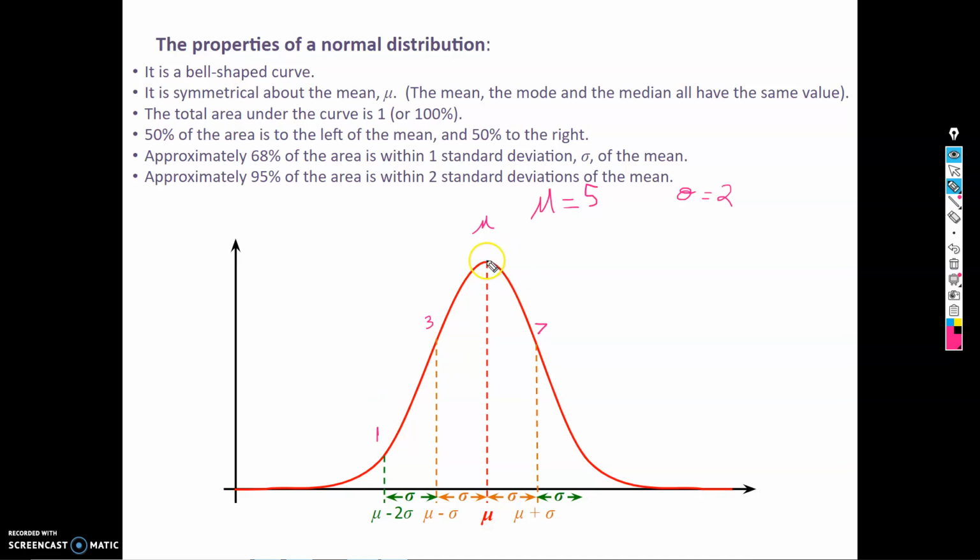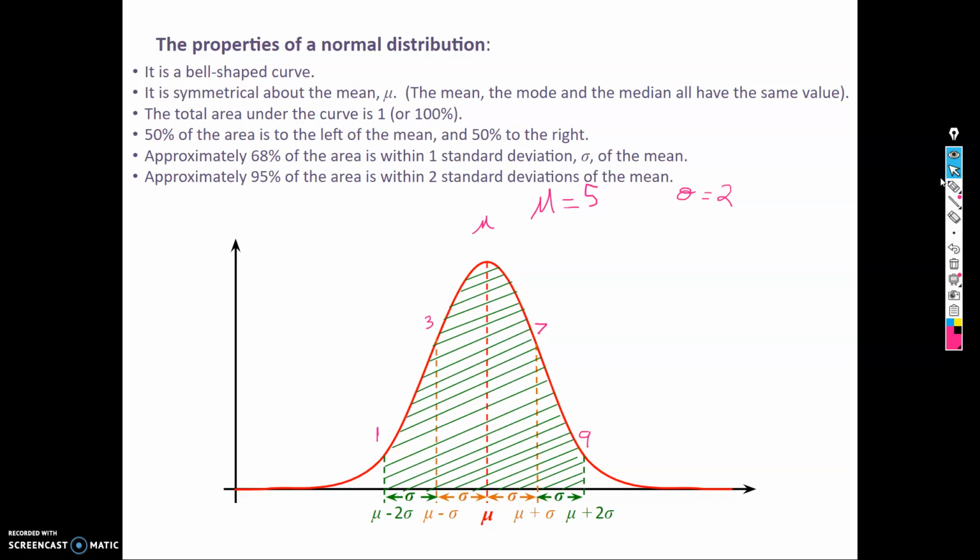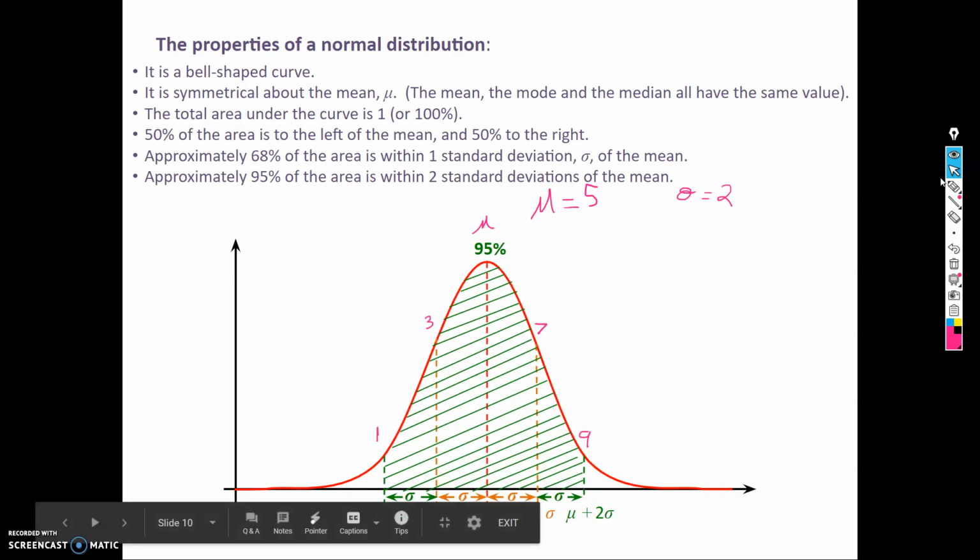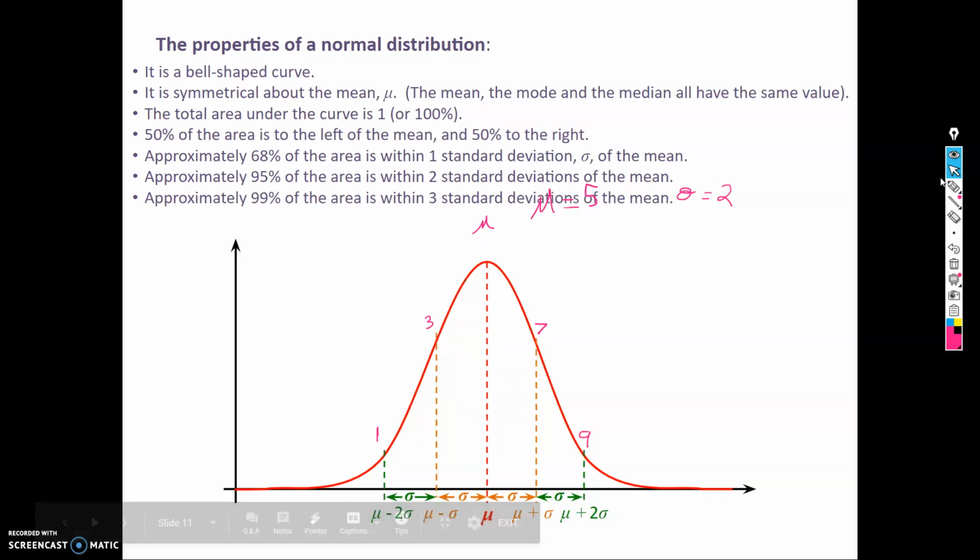To the right, mu is 5. Plus 1 standard deviation is 7, plus another standard deviation would give us a 9. So this other line right here, which is 2 standard deviations to the right, would be a 9. And so 95% of the area is contained within 2 standard deviations of the mean. So in our example, 95% of the data is contained between 1 and 9, for our very hard example.